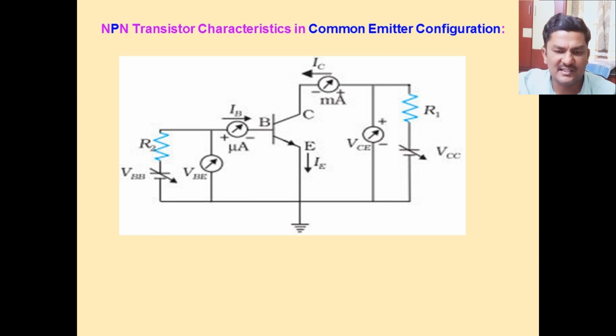And this represents variable battery. In the previous one I considered the rheostat diagram. Here I mentioned the variable battery. That means we can change the values.